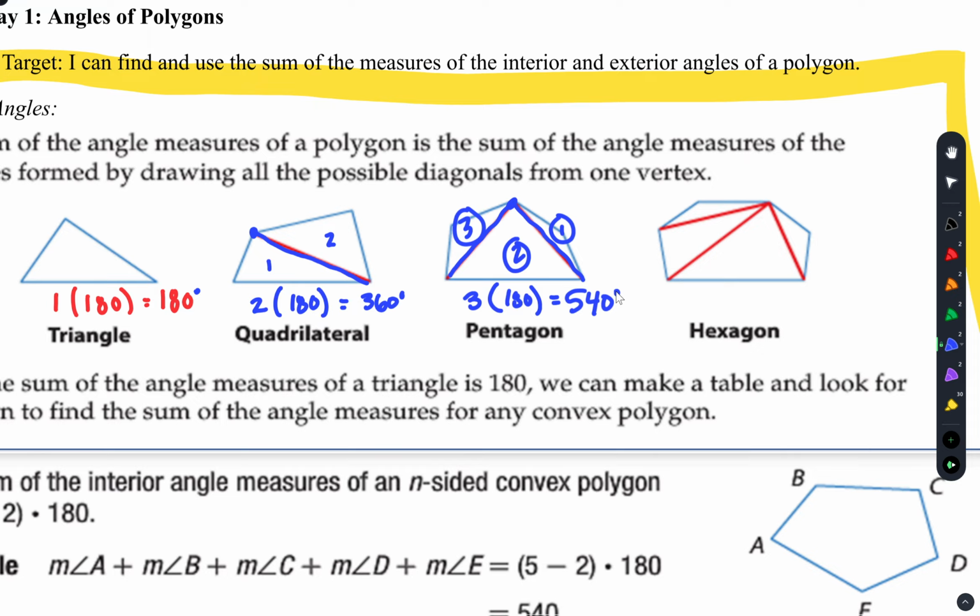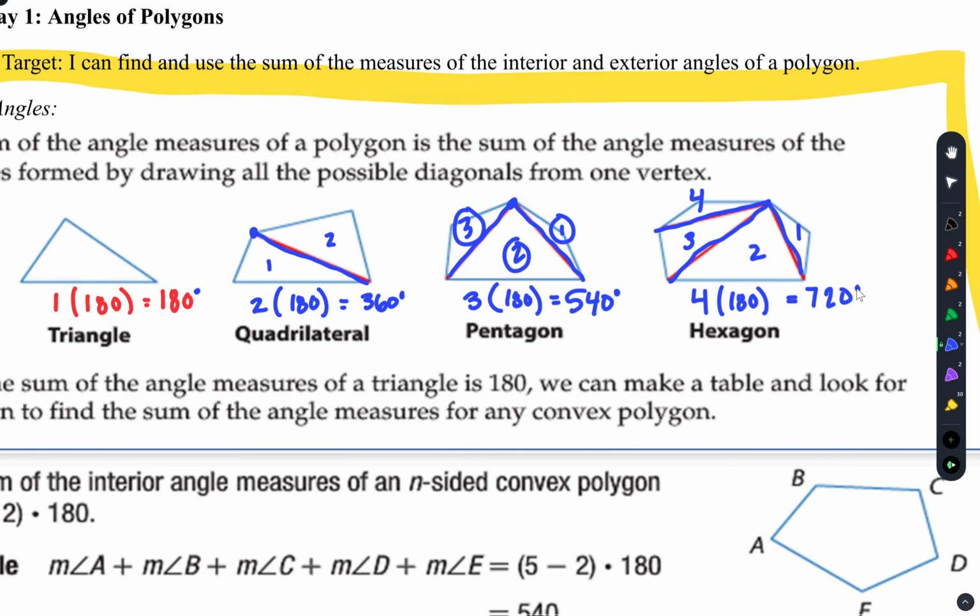Same thing with my hexagon. Again, maybe you can see it's getting more and more like a seashell as I keep going here. I can divide this hexagon into 4 different triangles. So 4 times 180 tells me that the interior angle sum of a hexagon is 720. Do we see a pattern here? Anybody recognize what the pattern is? How do I figure out how many triangles I can get in one shape? Think about the number of sides in our shape and the number of triangles I can make. There's a pattern. Anybody see it? No?